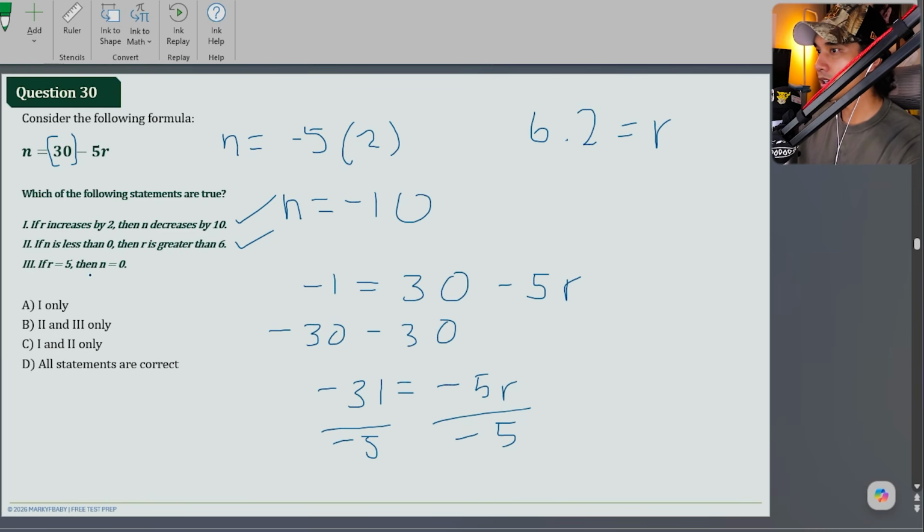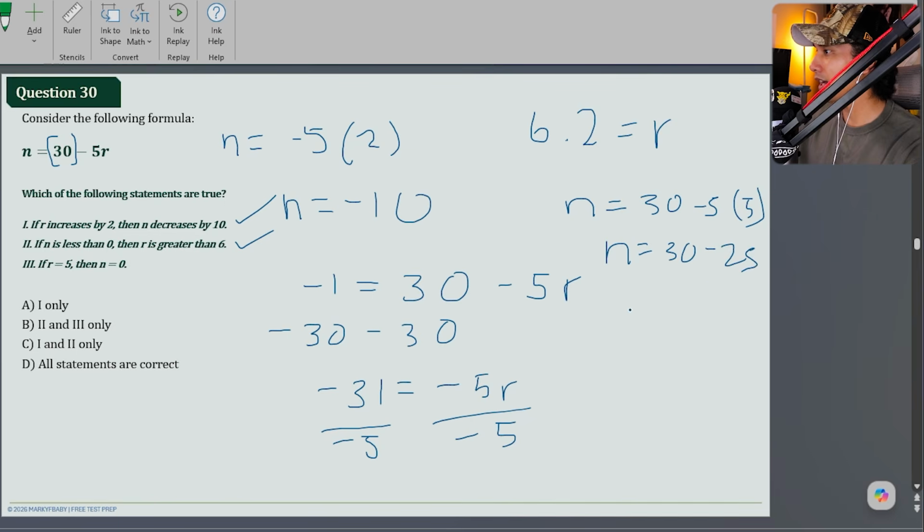Okay, last one. If R is equal to 5, then N equals 0. So let's set R equal to 5. So N equals 30 minus 5 times 5. And then N is equal to 30 minus 25. N is equal to 5. And folks, that does not equal 0. So that one is incorrect, and statements 1 and 2 are correct. And that gives us answer choice C, 1 and 2 only, right? Which of the following statements are true? This is a hard one.